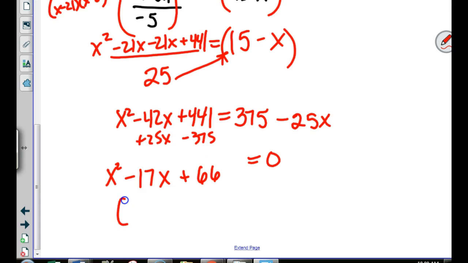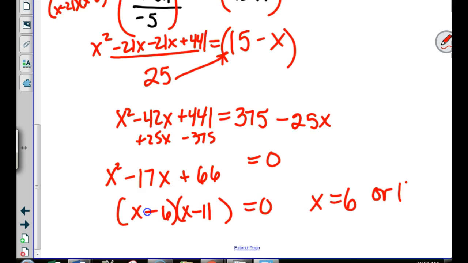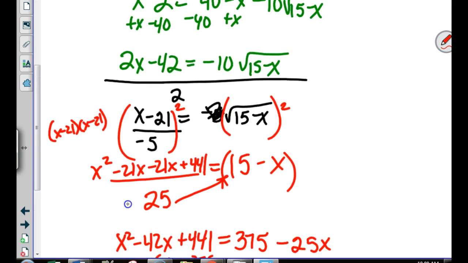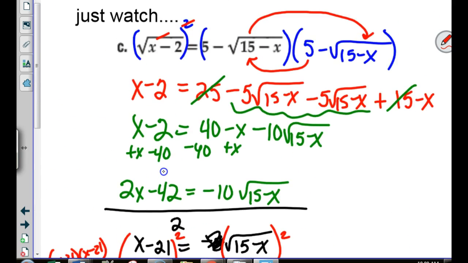Okay, factors of 66 that make 17. Minus 6, minus 11. So we get x equals 6 or 11. Okay, we got to go back to the very beginning. If I put in a 6, it would say square root of 6 minus 2 would be 4 equals 5 minus square root of, I put in a 6, this would be 9. That would say 2 equals 5 minus 3. Is that true? Yes. Phew.